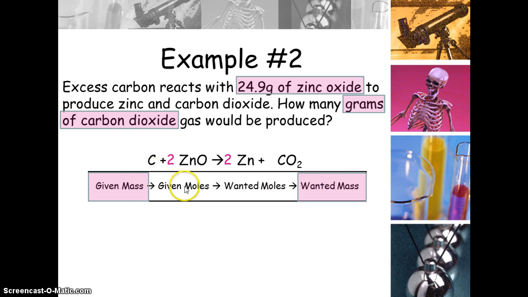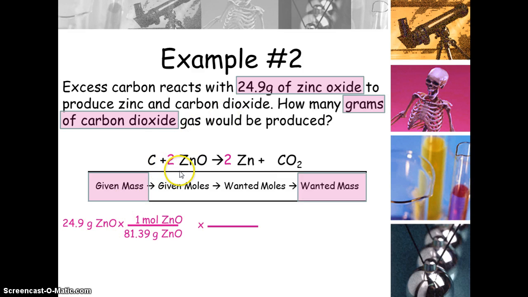And to do this, we first need to convert to moles. So we start off with 24.9 grams of zinc oxide. We want to go from grams to moles. So we want to convert from grams of zinc oxide to moles of zinc oxide. So once again, we're going to use our molar mass. 1 mole of zinc oxide is 81.39 grams. So we've converted from grams to moles.